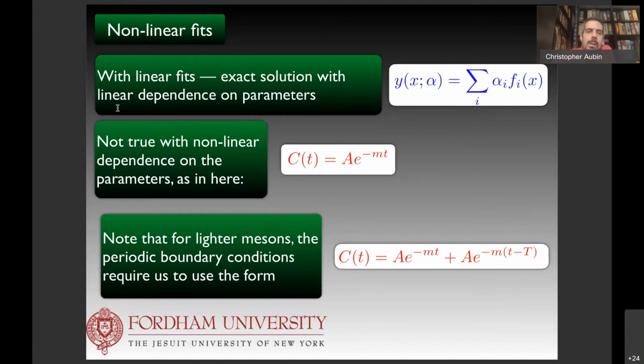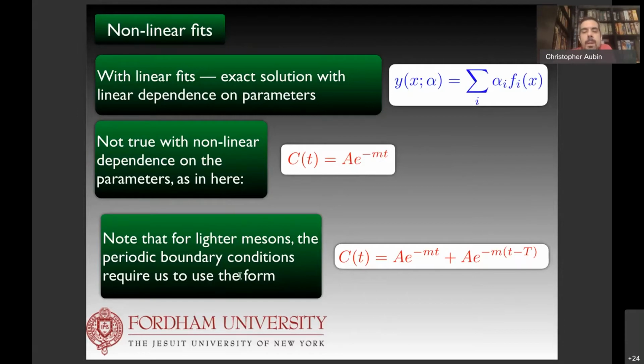But of course, with a nonlinear fit, if I have the correlator, and I just look at the single term, notice I'm changing my notation a little bit, but that's part of the fun. I've got one linear parameter, the coefficient A, plus one nonlinear parameter, the mass, the m. And so this is a nonlinear fit.